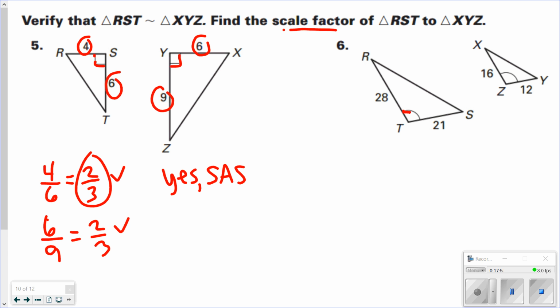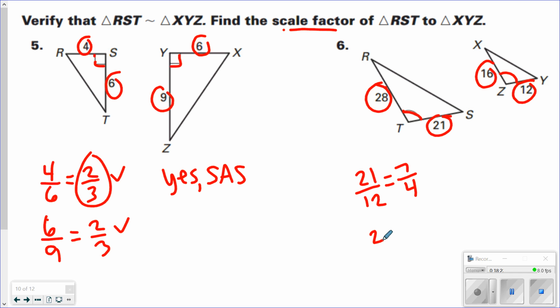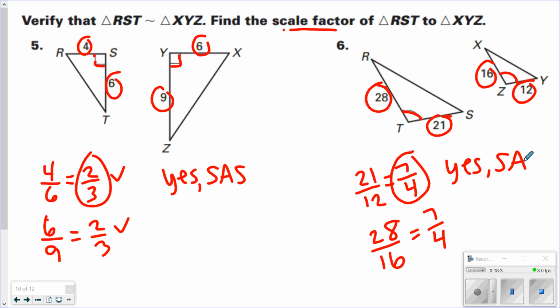All right, so for number 6, I have that these two angles are congruent. Now let's look at the sides. I'll start with the shorter sides again. So 21 and 12. So 21 divided by 12 is 7 over 4. All right, next let's look at 28 and 16. So 28 over 16, and once again, that's 7 over 4. So 7 over 4 is my scale factor. So yes, these are similar because of side, angle, side.